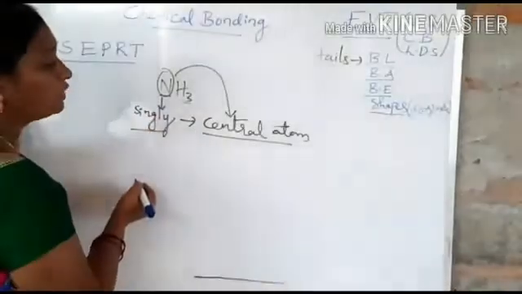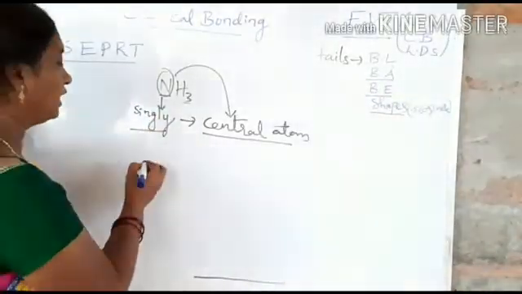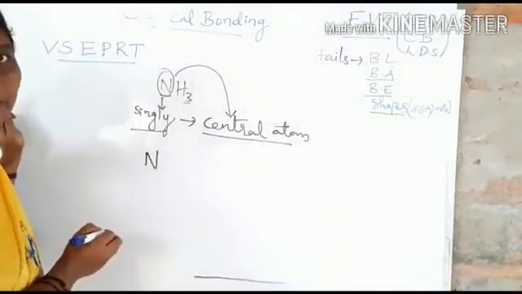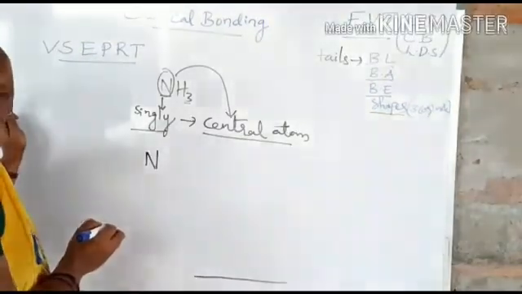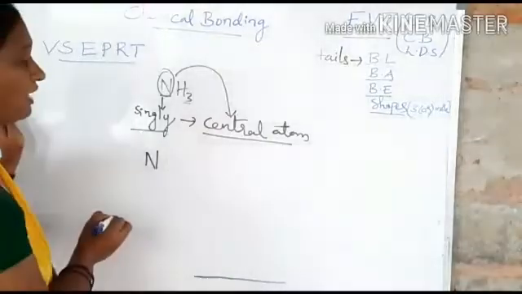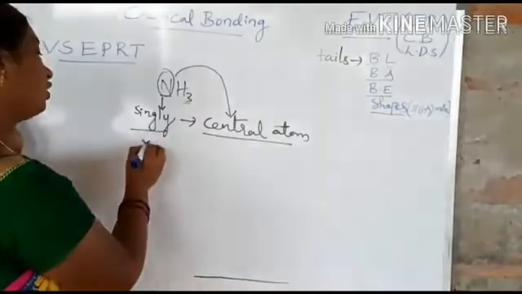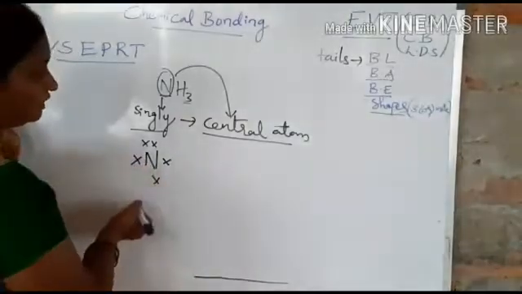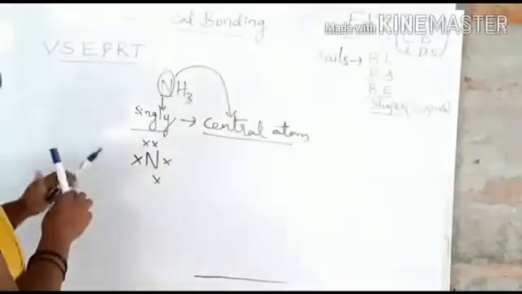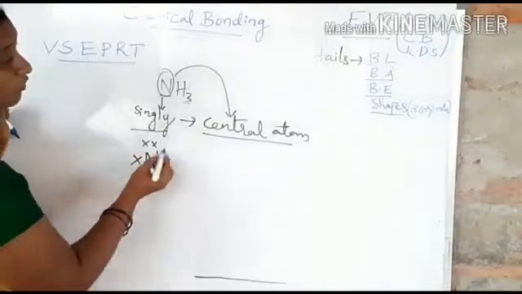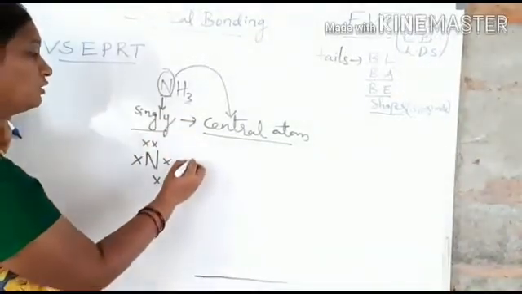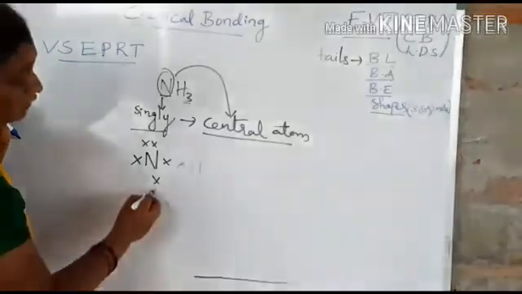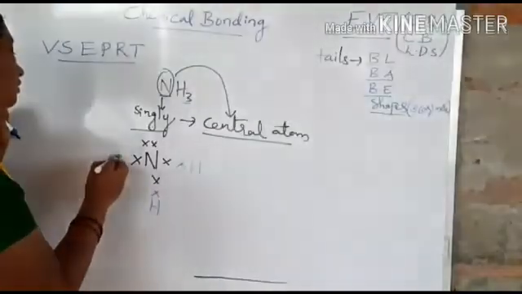Okay. So now we'll write the Lewis dot symbols. For nitrogen, its atomic number is 7 and electronic configuration is 1s2, 2s2, 2p3. So 2s2, 2p3, 5 valence electrons. So I will show like this: 1, 2, 3, 4, 5. So this is the Lewis dot symbol for nitrogen, and we'll write the Lewis dot symbol for hydrogen. Hydrogen has 1 electron, so 1 dot.